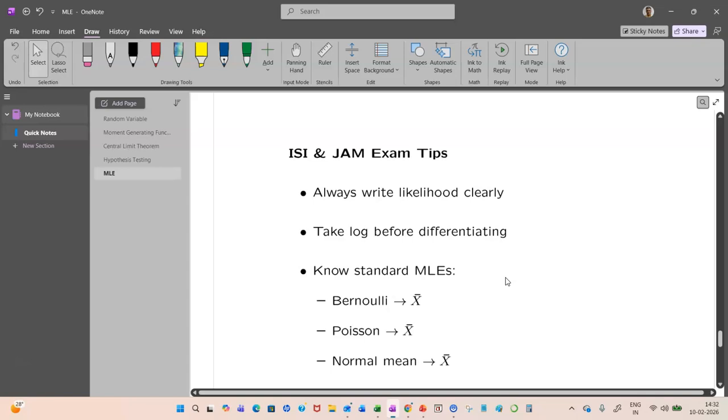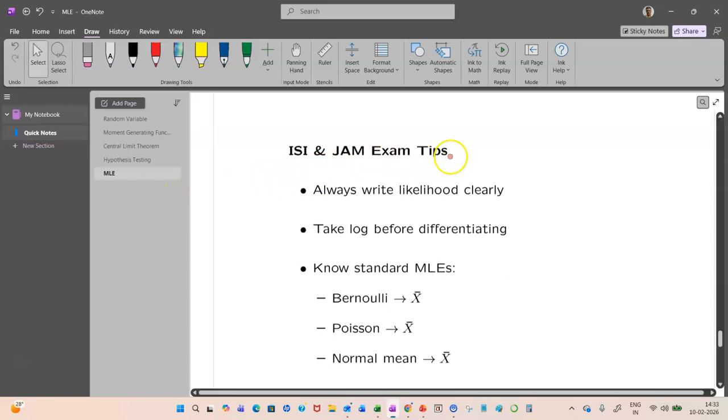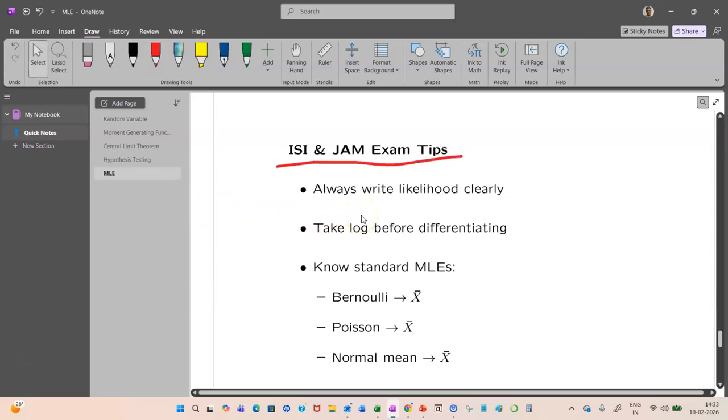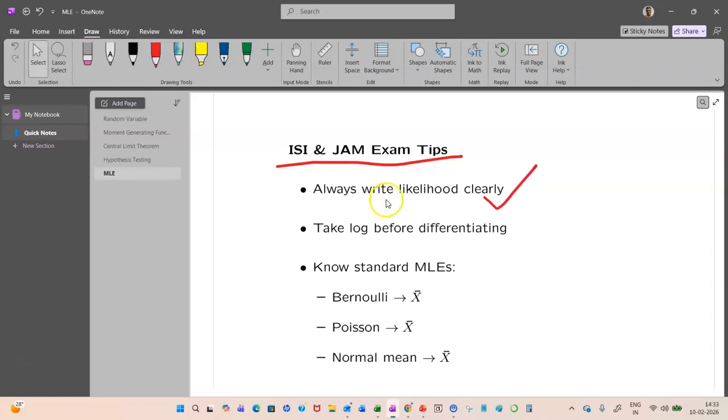Always some tips for ISI and JAM exams. Always write the likelihood clearly. Take the log before differentiating. Know the standard MLEs. For Bernoulli, the MLE of theta is x bar. For Poisson, the MLE of lambda is x bar. For normal mean, the MLE of mu is x bar. So if we remember these standard maximum likelihood estimators, it will be useful for us.